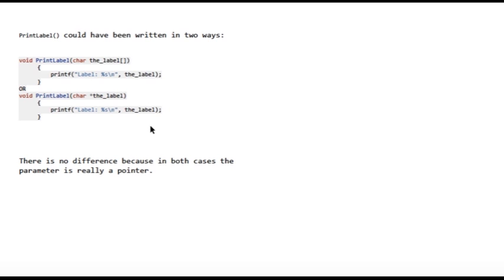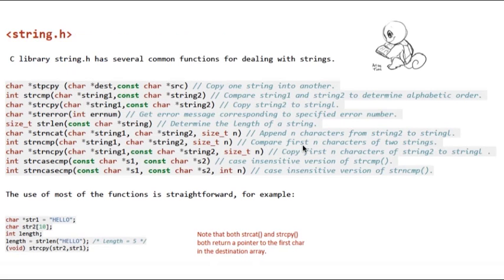There is no difference because in both cases the parameter is really a pointer. The C library string.h has several common functions for dealing with strings. These are some common useful ones. The use of most of these functions is very straightforward.